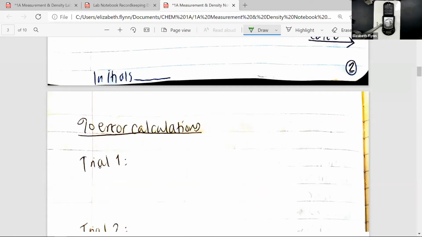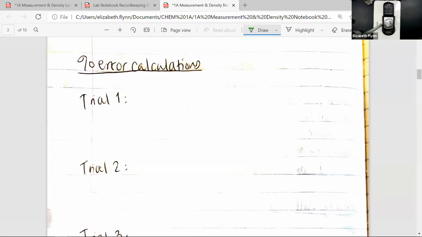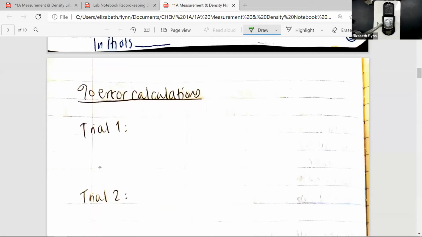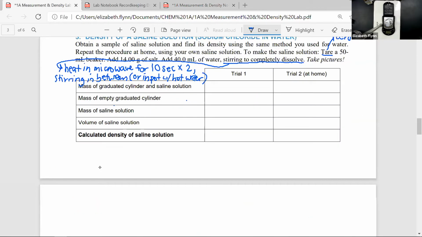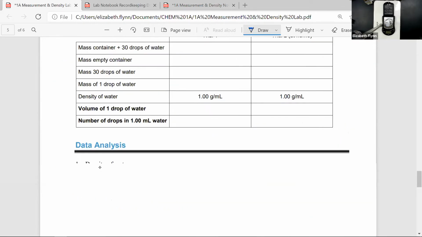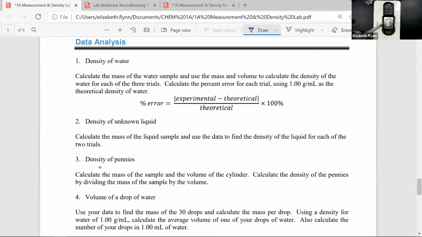So now we'll go down to the percent error calculation. We're going to use our expected theoretical value of the density of water as 1.0 grams per milliliter. And we look in the lab at the bottom at the workup, the data analysis, the percent error is calculated by subtracting the theoretical value from the experimental value and dividing by the theoretical value, absolute value of that, times 100%.